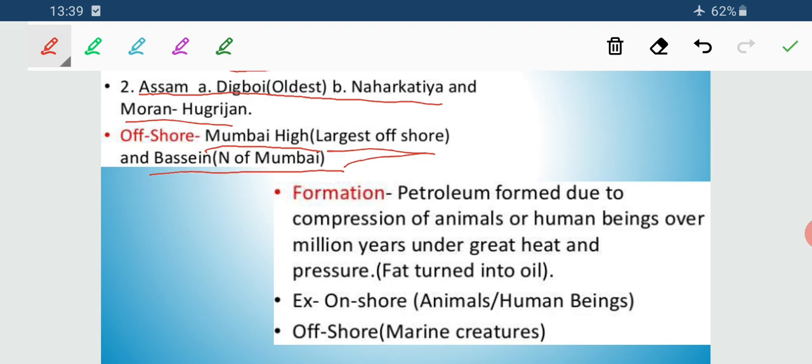Now how the petroleum formed, as I just described: it is formed due to the excessive compression of animals, that is marine animals, over millions of years under great heat and pressure, and the fat turned into oil. This way we get crude oil, which afterwards is purified and we get petroleum.